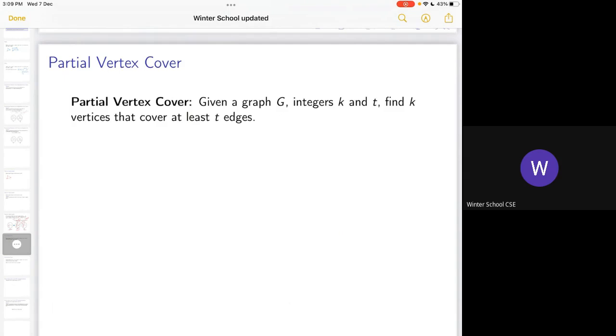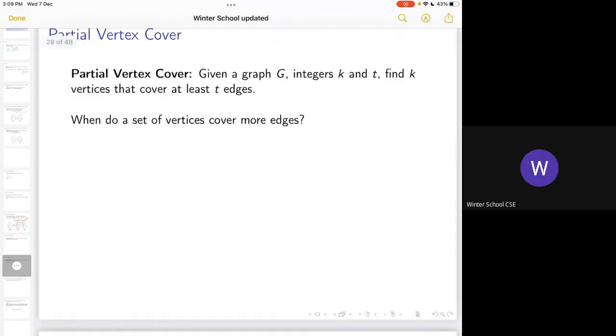Now here in partial vertex cover, we do not want to cover all the edges. We are saying, just cover some t many edges. I will give you an input integer t. Don't cover all the edges in the graph, just cover some t many edges. So we are given a graph G, two integers k and t, and the problem asks to find k vertices that cover t edges. So now my question is, if you take a set of vertices, when can you say that it will cover the largest number of edges?